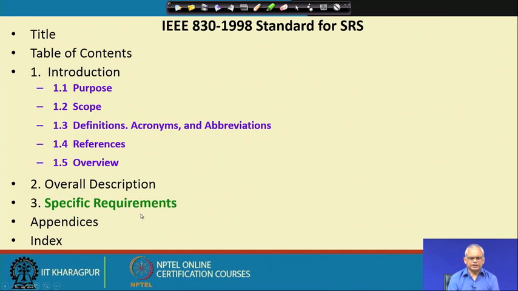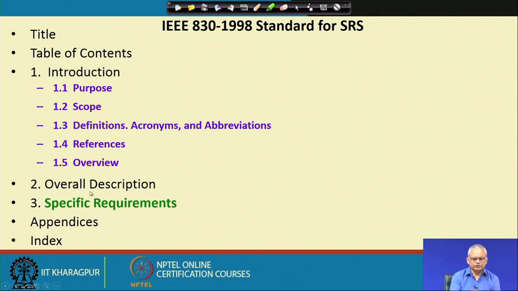Now, let us look at what are the sections of the IEEE 830 standard. Title, that is the name of the software, table of contents, and then there are three main sections. One is the introduction, overall description, and the specific requirements, and then there are the appendix and index.